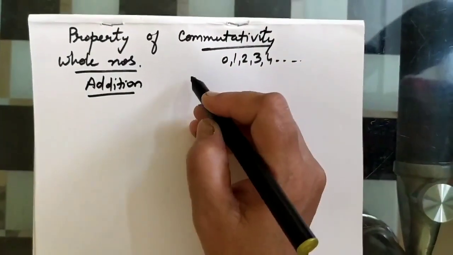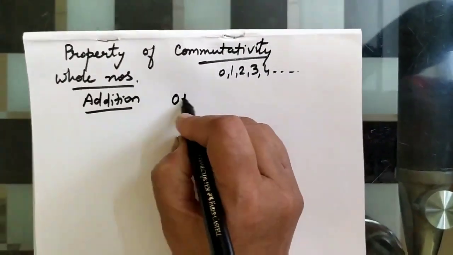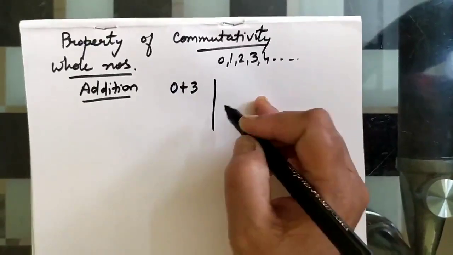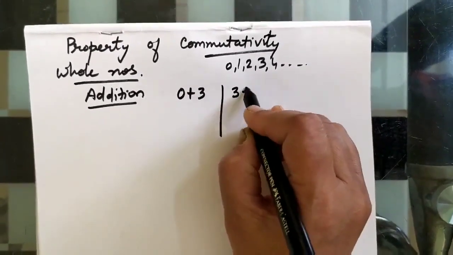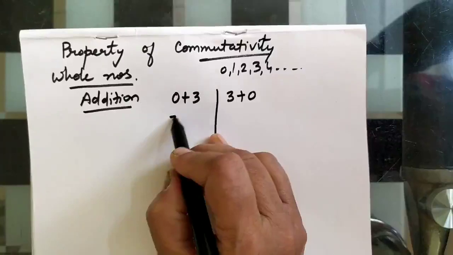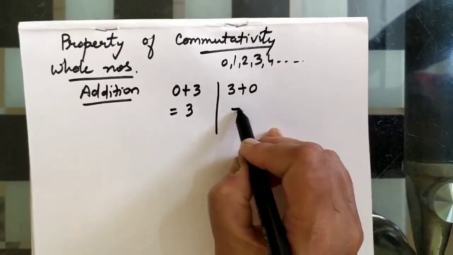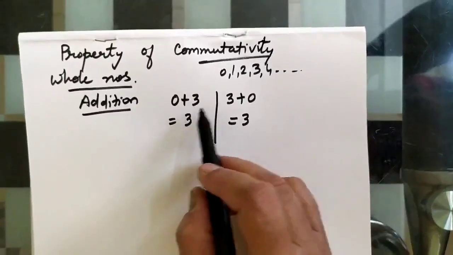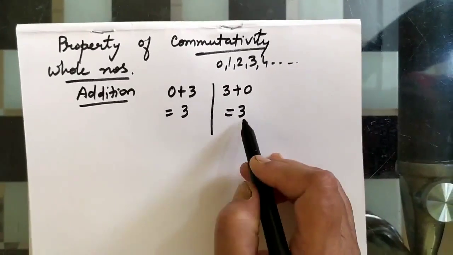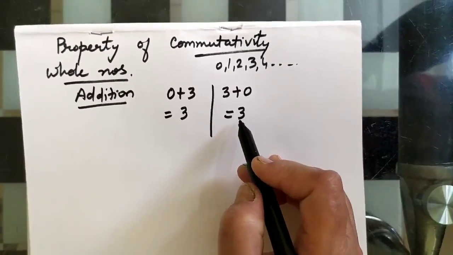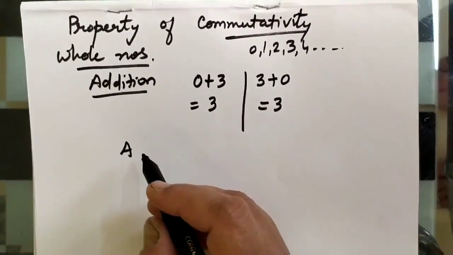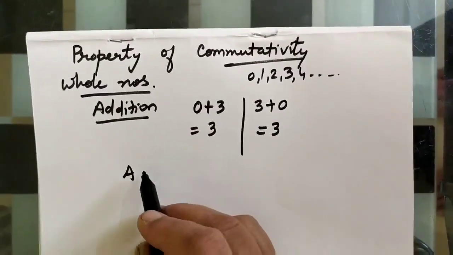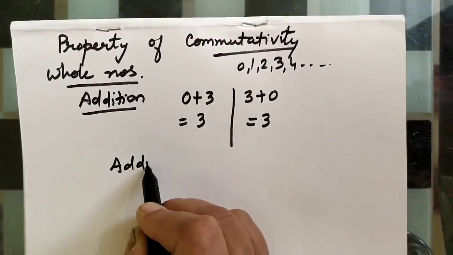We will take any two numbers, say 0 plus 3. If we interchange these numbers, it will be 3 plus 0. Here we are getting the answer 3 and here also we are getting the answer 3. And when we get the same answer after interchanging the numbers, we can say that addition is commutative.